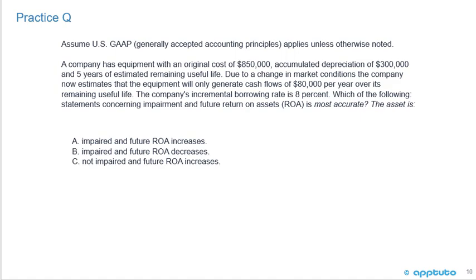The asset is A, impaired and future ROA increases, B, impaired and future ROA decreases, C, not impaired and future ROA increases.